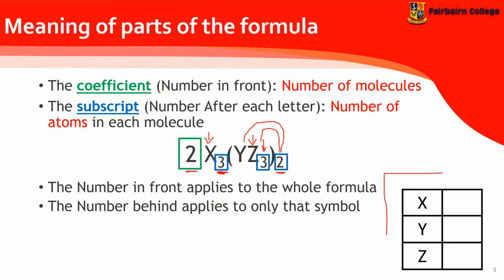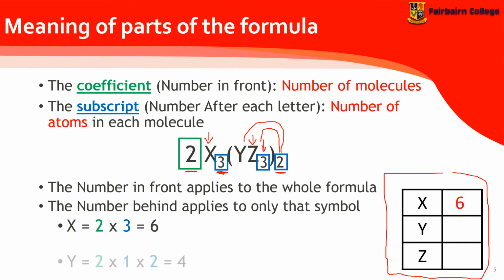So here we have a block, so we're going to write down the number of atoms for each of these elements. So for X, we have 2 times 3, so that is 6. And then for Y, we have 2 times 1 times 2, so that is 4. And then for Z, we have 2 times 3 times 2, which is equal to 12.